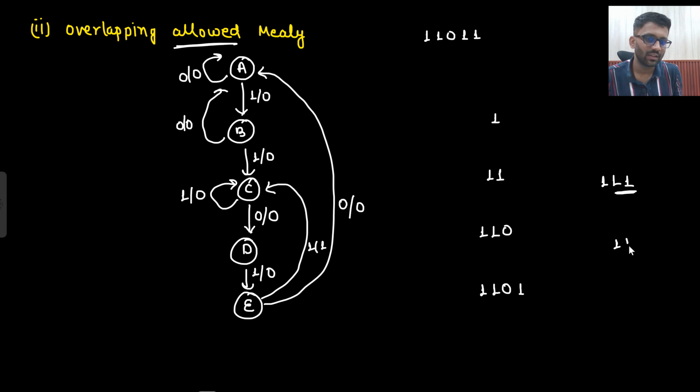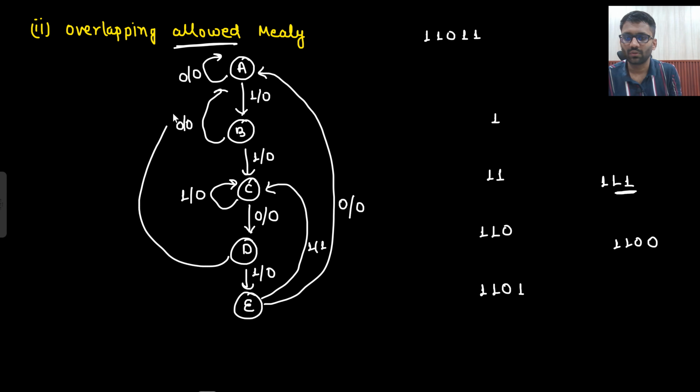What about D? If 1 is applied, it will go to the next state. But if 0 is applied, it will look for the best case. That is 100, not anywhere. 00, not anywhere. Single 0, not anywhere. So it will have to go back to state A. So if 0 is applied, output will still be 0.